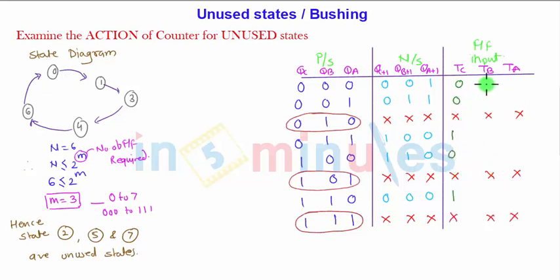For TB it is 0 1 1 1 and 1. For TA it is 1 0 1 0 and finally 0 XOR 0, that is 0. Now solving K-maps for all these 3. So let us try to solve the K-maps for these 3.